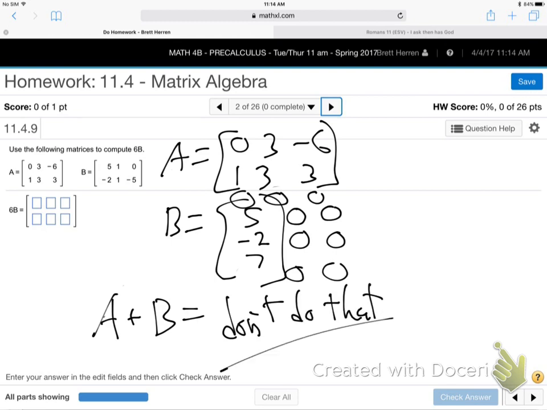There is no rule. You cannot add matrices that are different sizes. They said, don't do that. Don't add them. Don't subtract them. They saw no real life use for ever adding or subtracting matrices that were different sizes. That will not be the case for multiplying.